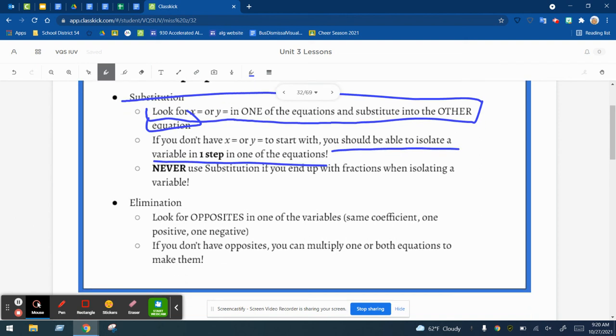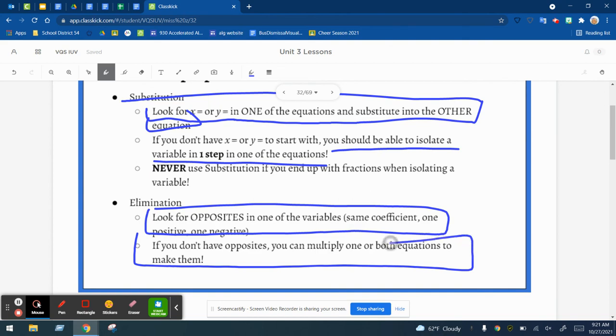Never use substitution if you're going to end up with fractions when you isolate your variable. So just like with our standard form, if I end up with a fraction, I don't want to use that. Elimination, you're looking for opposites. And if you don't have them, you are multiplying to make them.